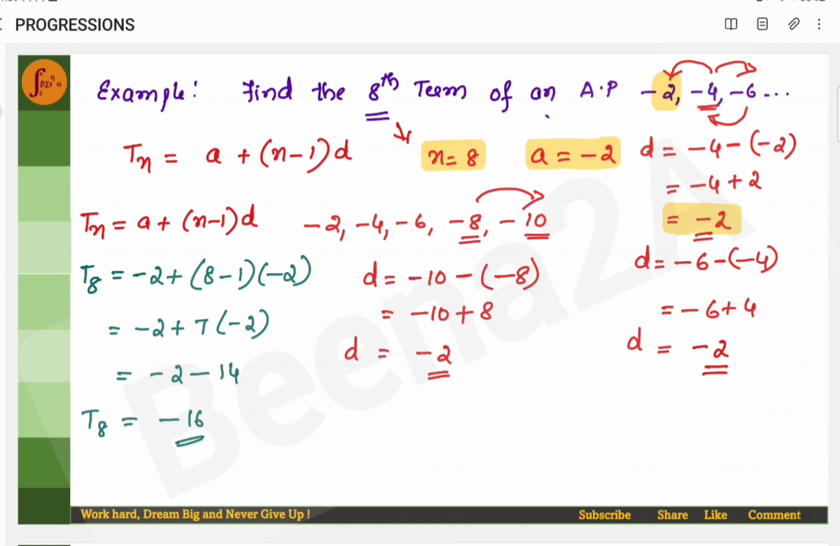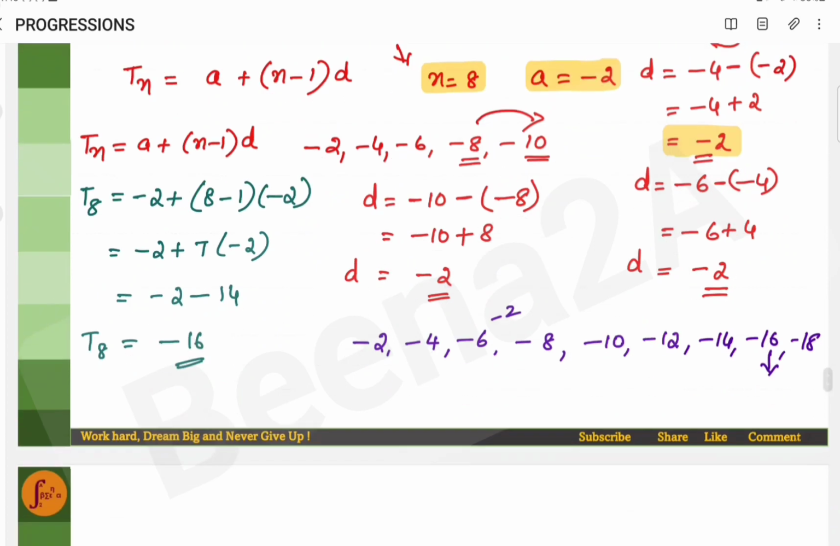Now you can verify this, which is not necessary, but you can. So minus 2, let me just follow the sequence. Minus 4, minus 6. I need to keep putting minus 2 as the difference. If I put minus 2 for every term, I'll get the next term. So I get minus 8, minus 10, minus 12, minus 14, minus 16, minus 18. Now let's see what the eighth term is: 1, 2, 3, 4, 5, 6, 7, 8. This is the eighth term. So the eighth term is minus 16, which is what we have got. I hope this is clear.